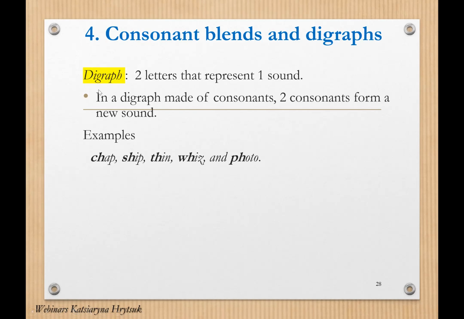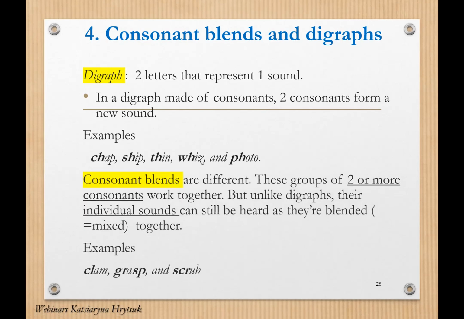Okay, Vika, clear? Digraph: two consonants give another new sound. For example, P and H letters, but we don't read them as p-h, right? It's photo. So a new sound, f. Now, what does consonant blends mean? Consonant blends are different. They can be two or more consonants, but they give individual sounds. But these sounds still can be blended.